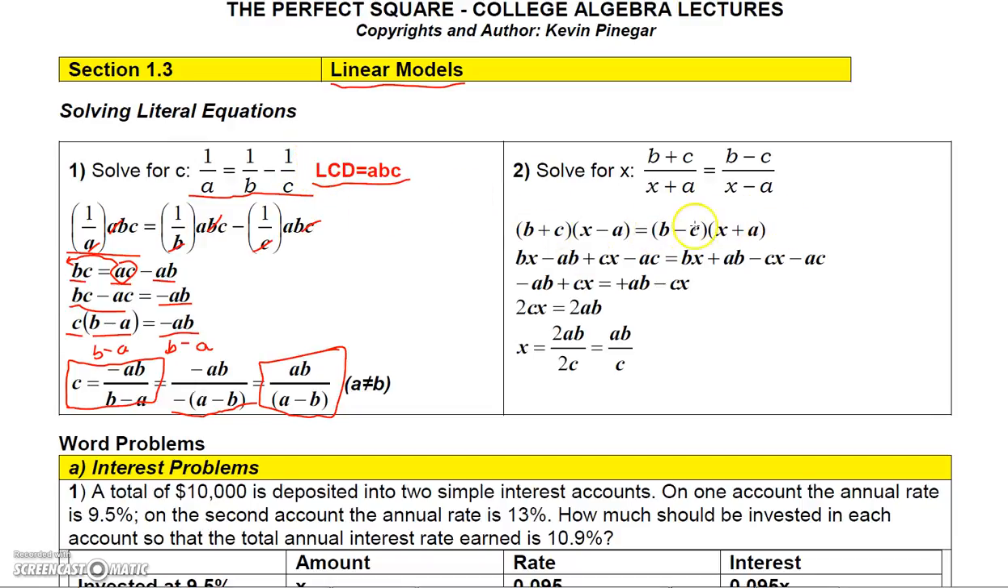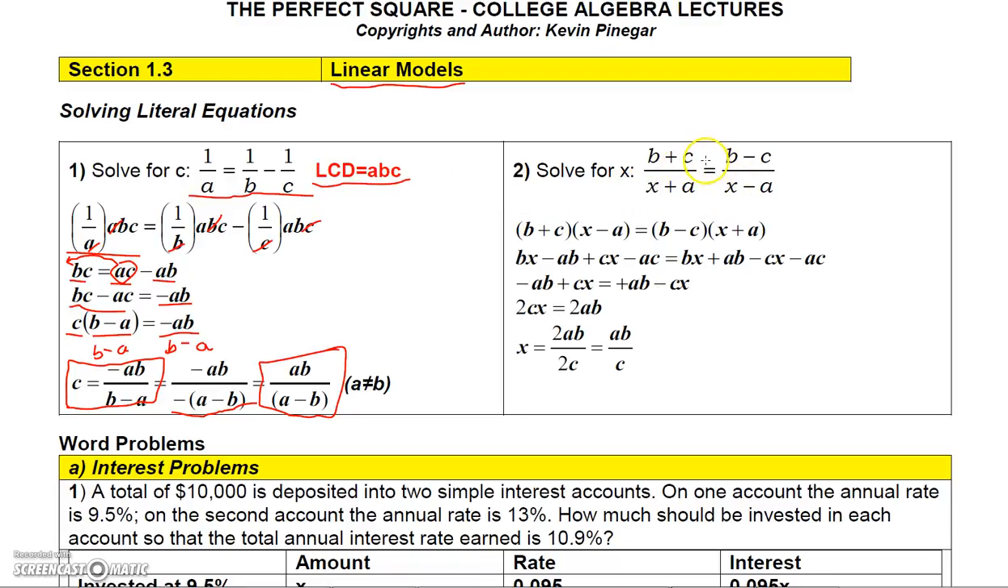On this next one, I didn't give you the domain, but of course x can't be a or x can't be negative a. Otherwise, you would get 0 in the denominator. Also over here, a, b, and c can't be 0 either, because if they were 0, one of these would be dividing by 0. Okay, so here I have a proportion.